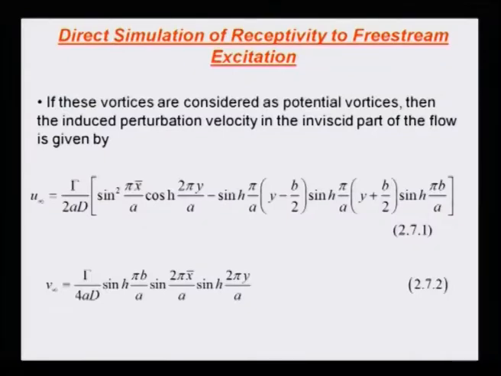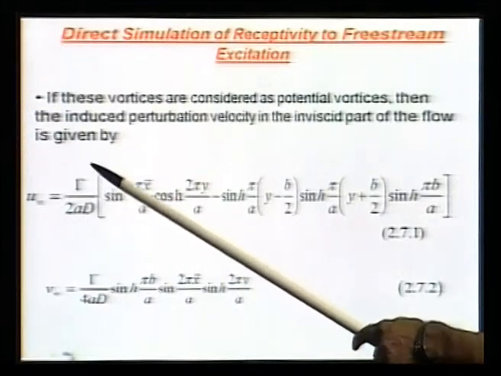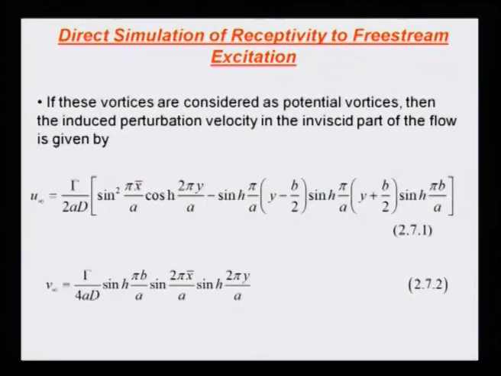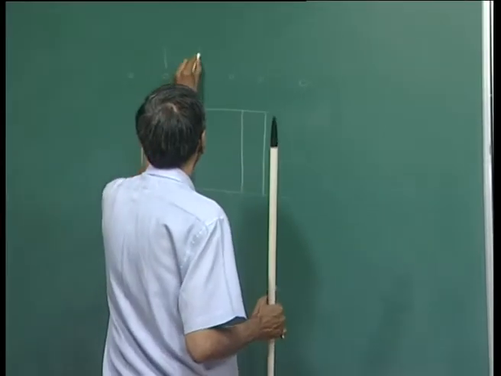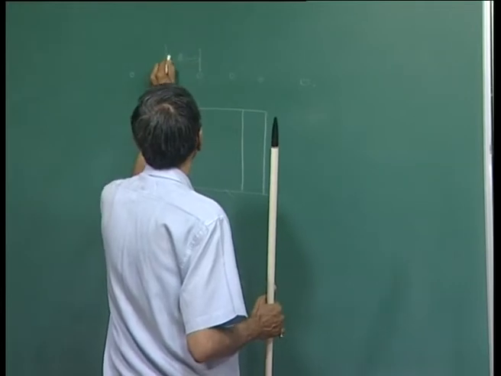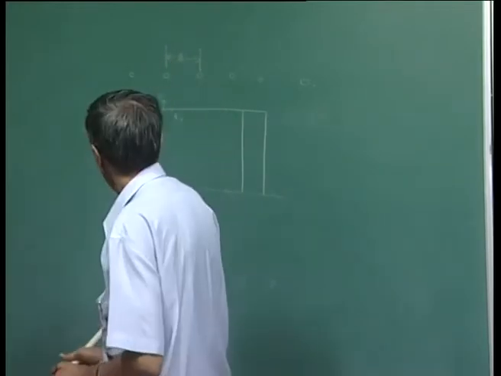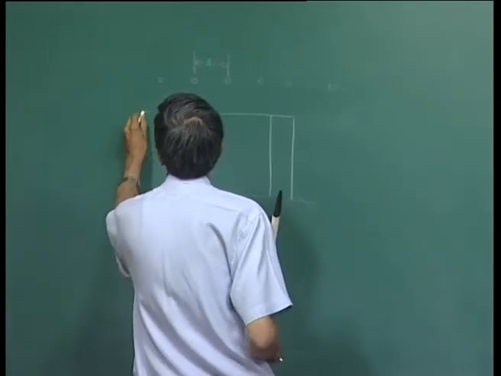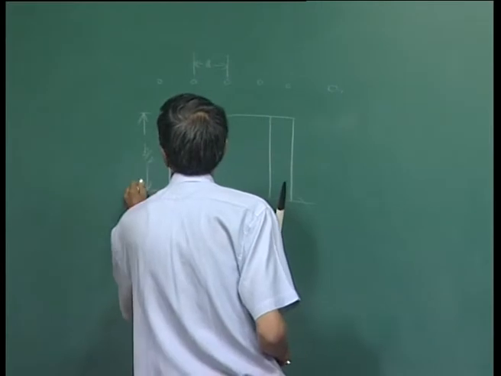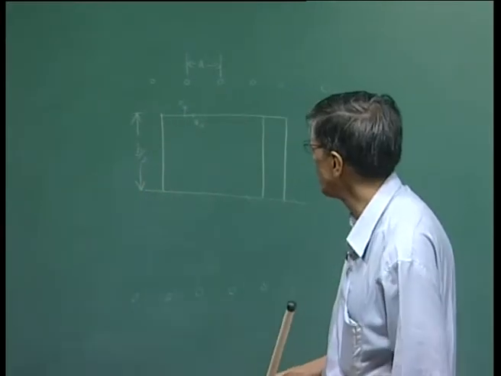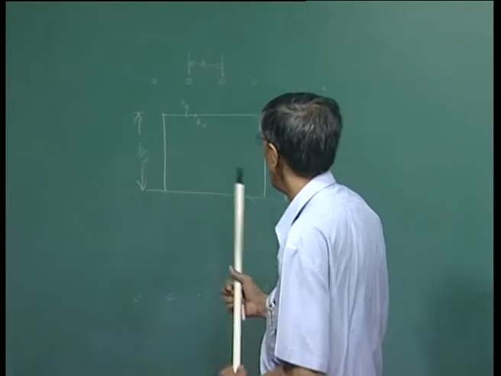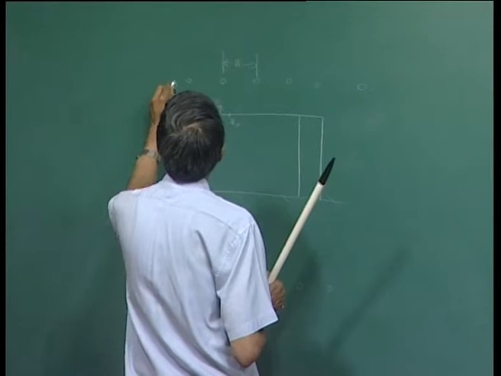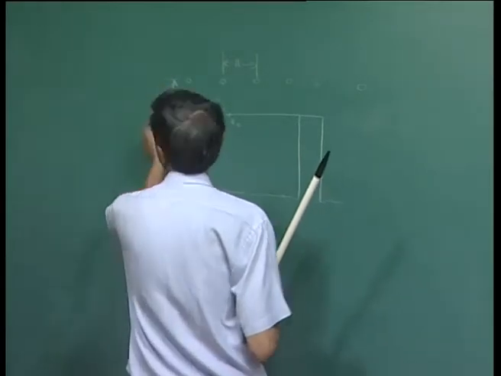What you notice is that the gamma, the individual strength of the vortex, comes into the picture. A is the spacing of the vortex, right? So this is your A. A is the distance between two successive vortices. B by 2 is the distance that we have talked about. Is the distance between, well, not this, sorry. This is the distance of this. Okay.